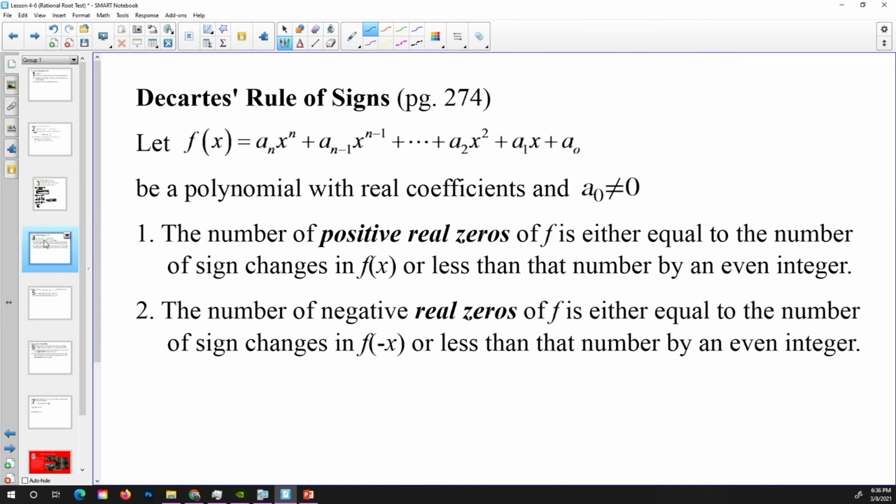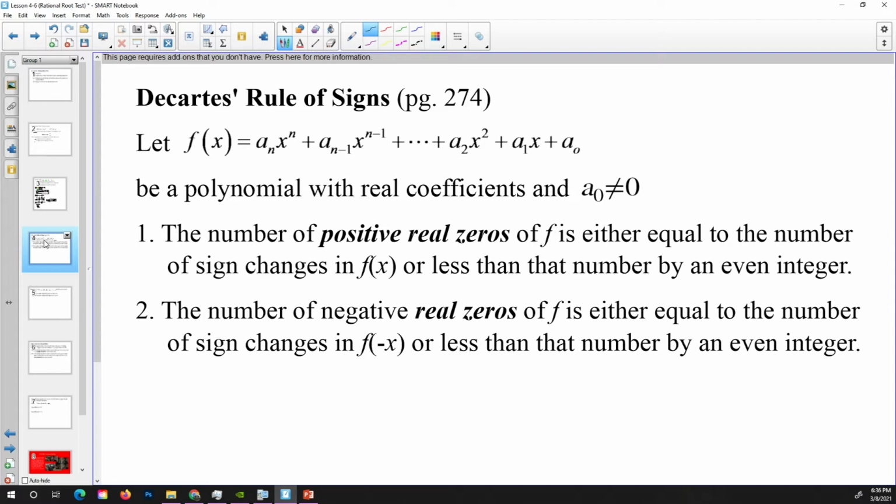All right. Descartes' rule of signs. Let f of x be a polynomial with real coefficients and a sub 0 not equal to 0. So you have to have a constant term for this to work. If it doesn't have a constant term, you should divide out an x first. All right. And what that means is that one of your zeros is actually 0.